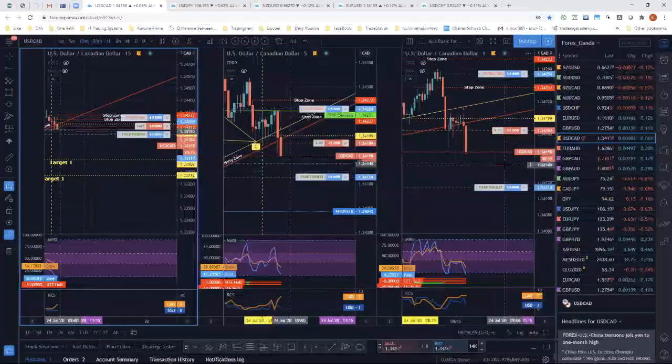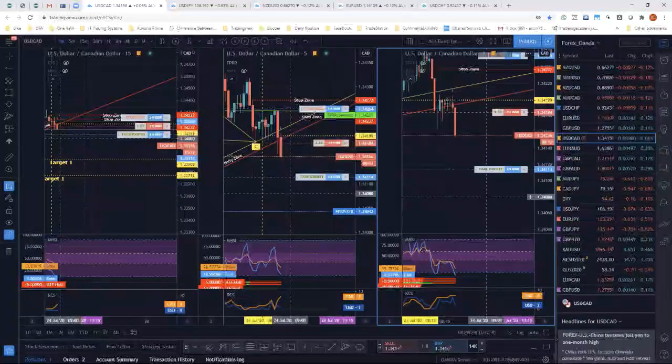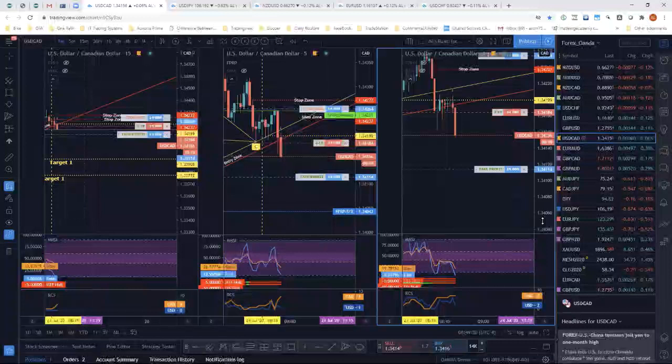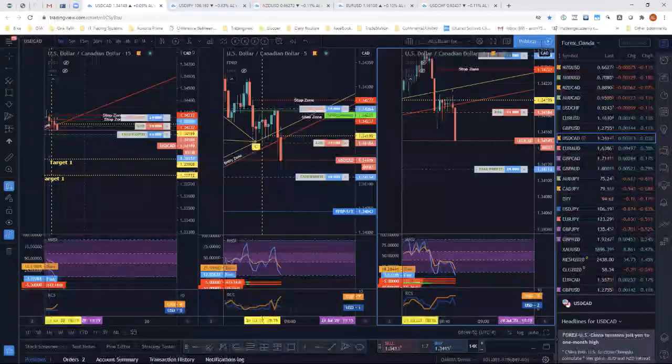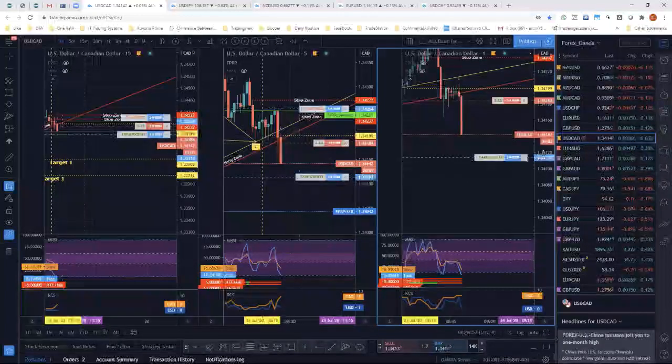Go back to my chart. Yeah, so CAD is down. It's on the downside pretty hard now. We got a nice spread here. This is a nice little move right here. That's impressive.